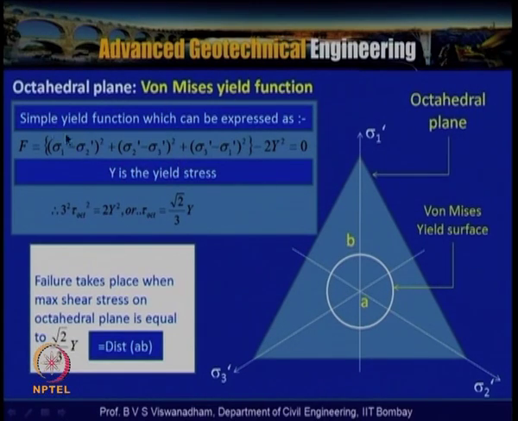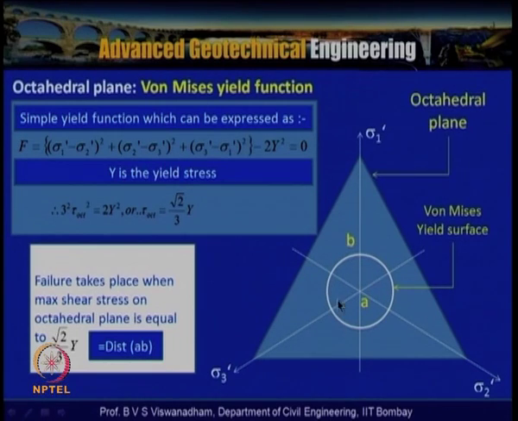This simple yield function can be expressed as f is equal to (sigma 1 dash minus sigma 2 dash) whole square plus (sigma 2 dash minus sigma 3 dash) whole square plus (sigma 3 dash minus sigma 1 dash) whole square minus 2 y square is equal to 0, as we have done here. So, this circle indicates the von Mises yield surface, and the radius is nothing but tau octahedral, that is root 2 by 3 into y, where y is the yield stress.